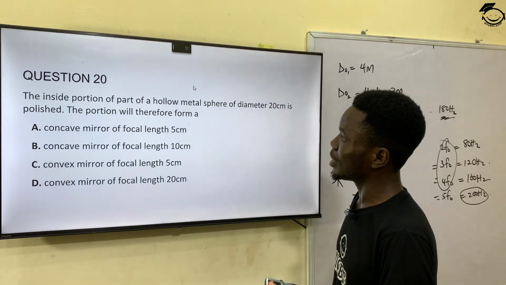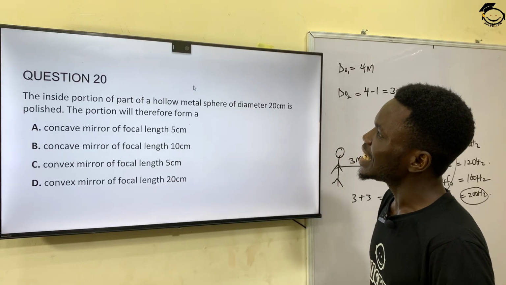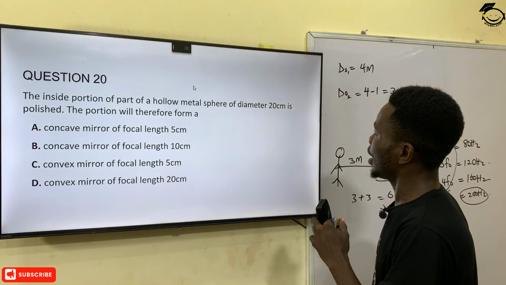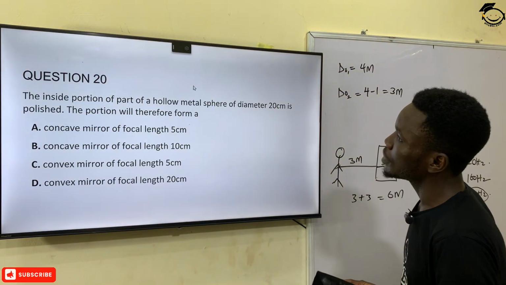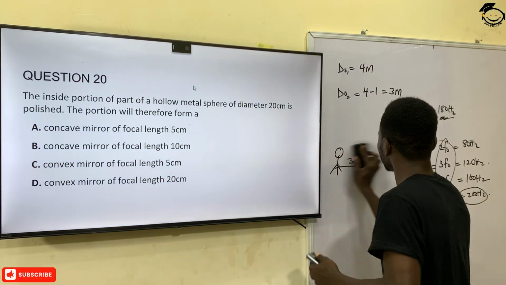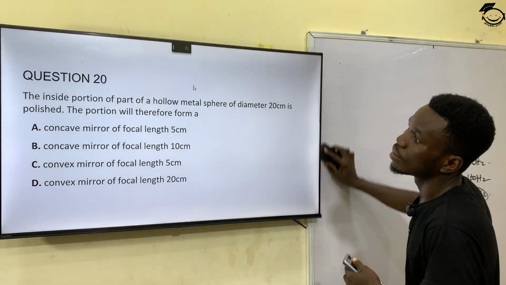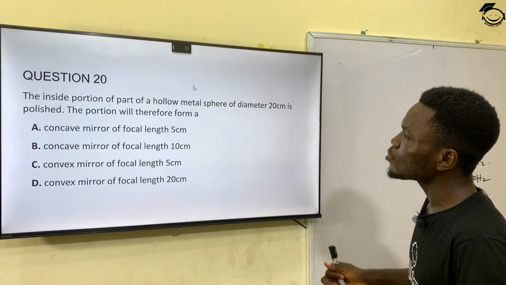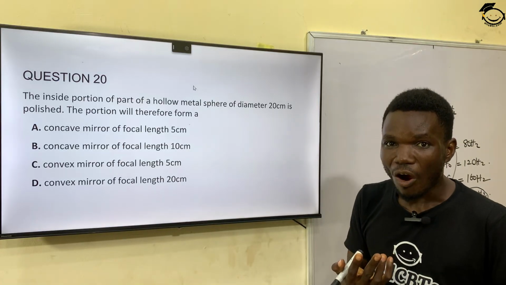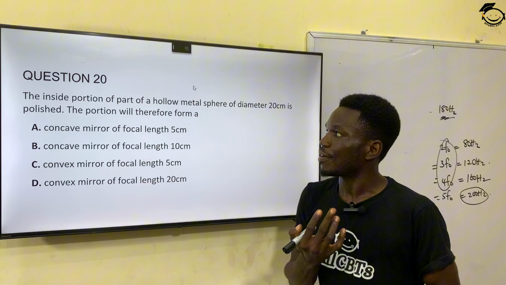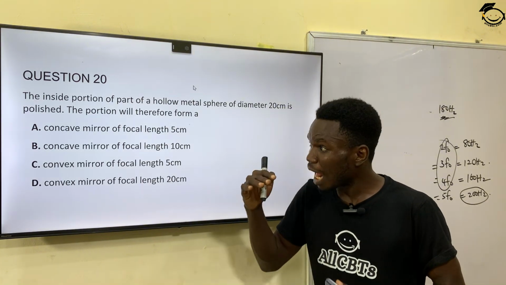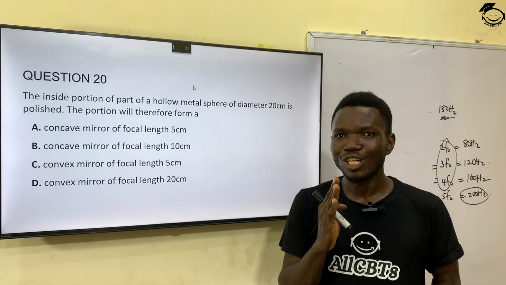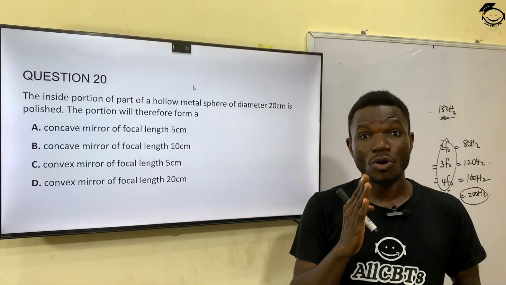So that takes us to question number 20, which says, the inside portion of part of a hollow metal sphere of diameter 20 centimeters is polished. The portion will therefore form a dash. Now, because we're talking about the inside of a hollow sphere, it means that the portion we are talking about, which is the inside, is going to form what? A concave mirror.